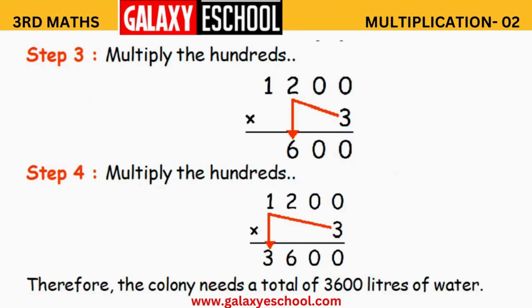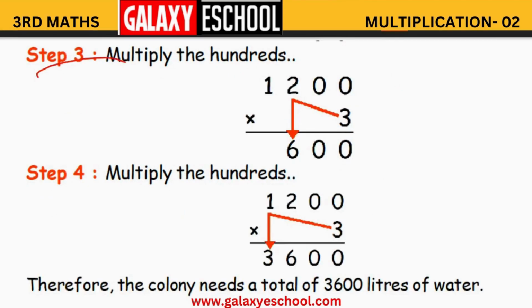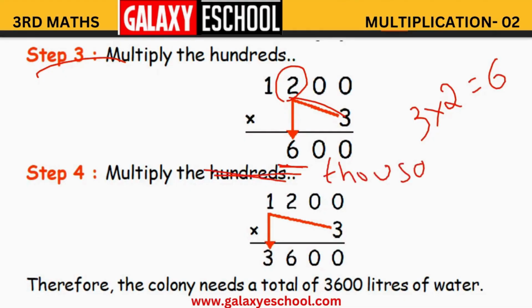Yes, now next moving on to step 3, that is multiplying the hundreds. 3 twos are how much children? 3 twos are 6. So writing 6 here in the hundreds place. And lastly, the fourth step becomes what? Multiplying the thousands. Now 1 is in thousands place. 3 ones are 3. So what is this? The product is 3600.